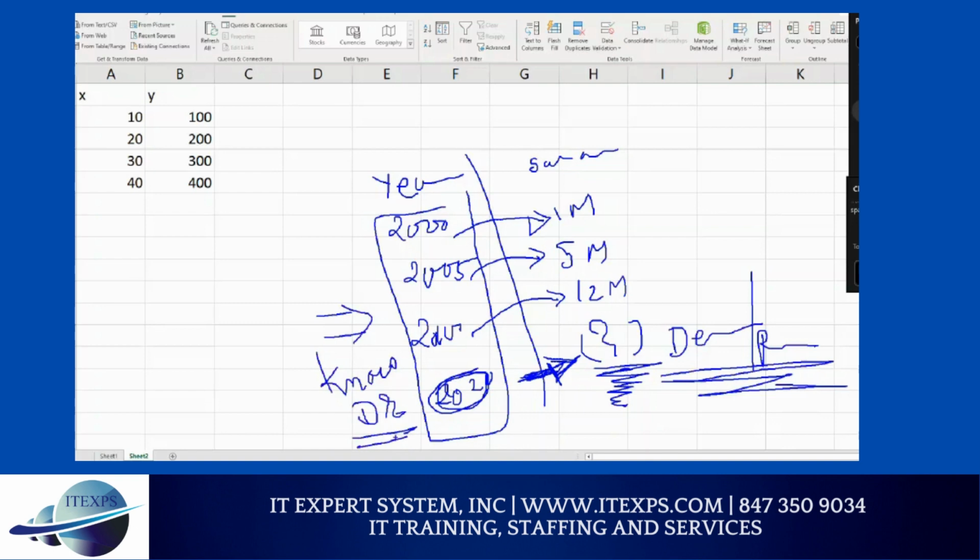And anything you already know becomes your driver. Sounds good? And this formula is always like this: y equals mx plus c. Y equals mx plus c. Now what does that mean?